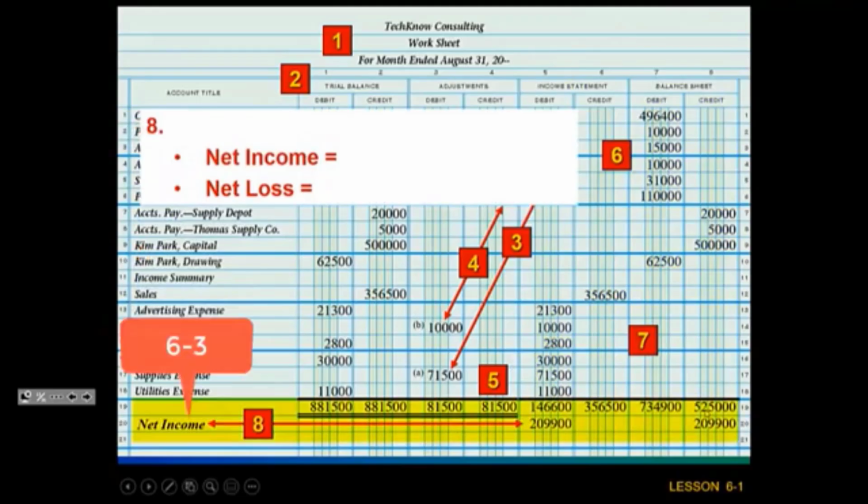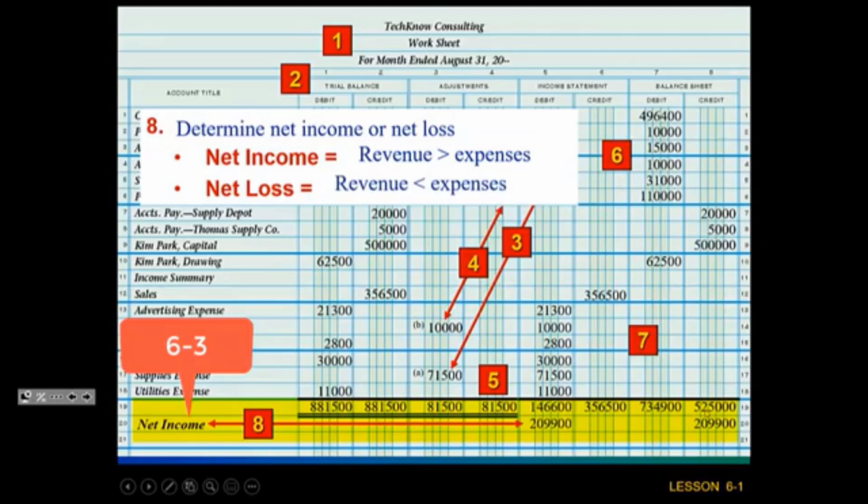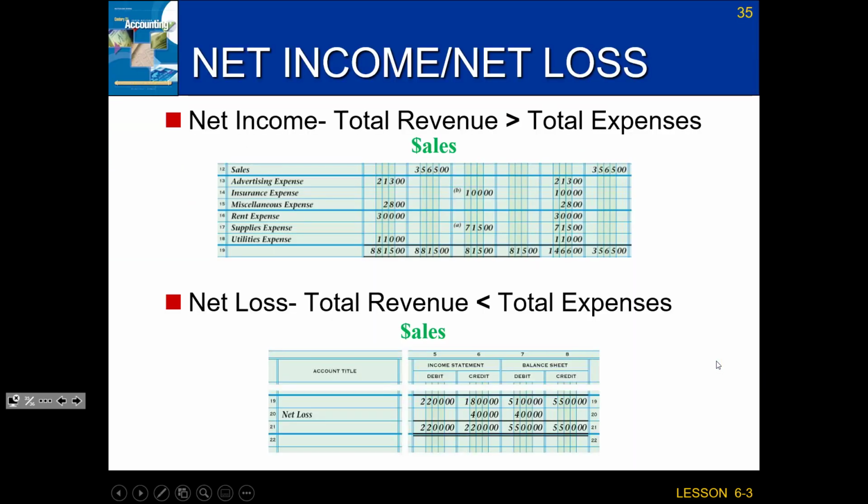Finally, the last thing on our worksheet that we would do is determine whether or not our business has a net income for this fiscal period or a net loss. Now, it's important to note that net income occurs when our revenue or our sales number is greater than our expenses. We would lose money or have a net loss if our sales revenue was less and we made less than what we owed in terms of expenses. So let's take a look at what each of those would look like on a worksheet.